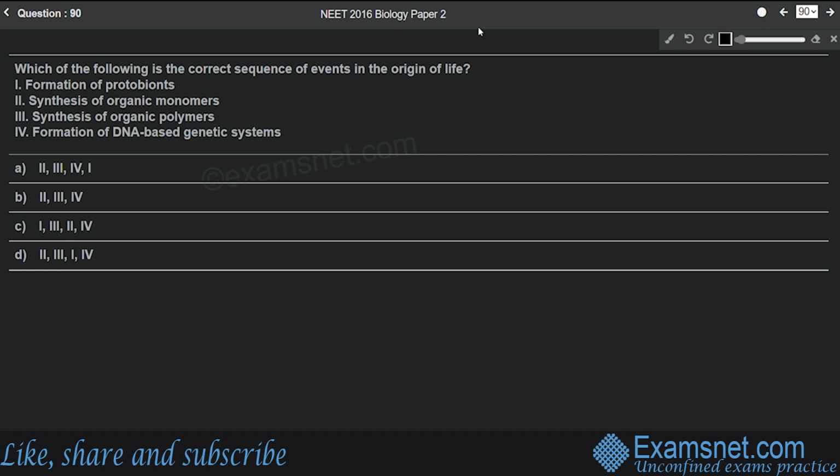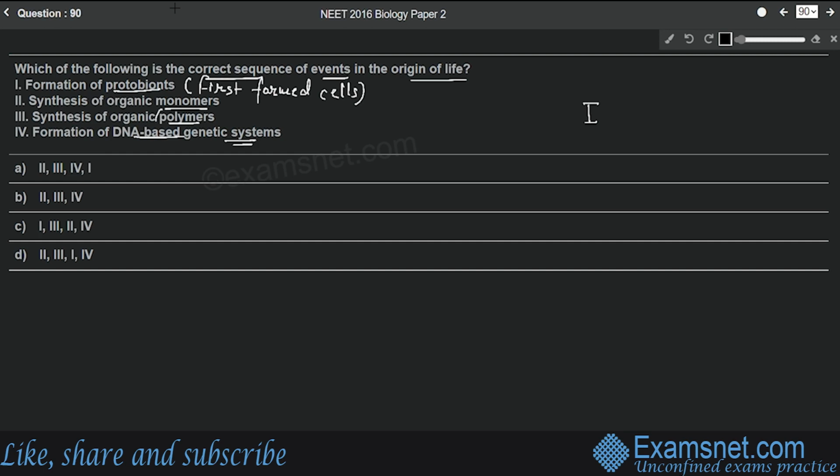And now the last question is again from the chapter Evolution, and the question is which of the following is the correct sequence of events in the origin of life? First one is formation of protobionts, then synthesis of organic monomers, then synthesis of organic polymers, and last is the formation of DNA based genetic system. Okay, so first one is protobionts. Protobionts are the first formed cells. But for the formation of cells, organic compounds or organic molecules are required. Okay, so before one, there will be the formation of organic compounds.